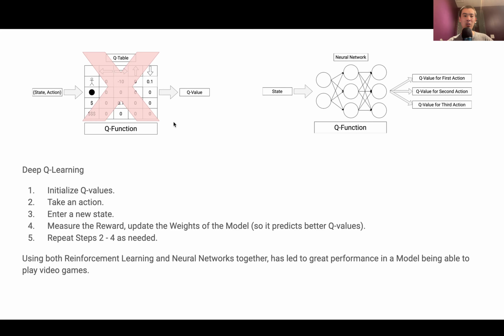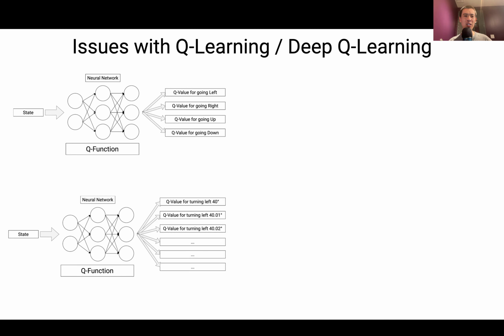So for the Q function, we no longer use this Q table. Instead, we use a neural network with weights. In deep Q learning, step 1 is initialize Q values. 2, take an action. 3, enter a new state. 4, measure the reward. And then update the weights of the model so it predicts better Q values. And repeat steps 2 to 4 as needed. Using both reinforcement learning and neural networks together has led to great performance in a model being able to play video games. But there are going to be some issues with Q learning/deep Q learning.